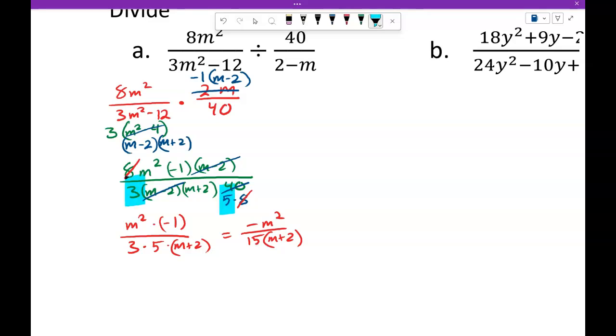Notice if we have integer factors left, we'll go ahead and multiply those, but we don't distribute into any polynomials that are left.